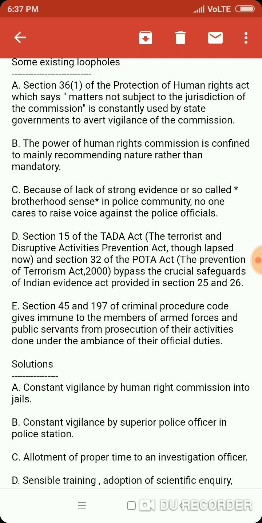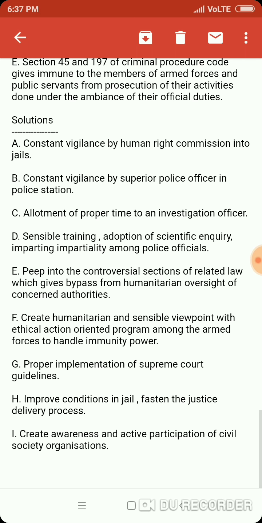To find the exact note, you can go to our website or our Facebook page, because it is very difficult to say everything here. Towards the end, I have given some solutions: constant vigilance by the human rights commission, allotment of proper time to the investigating officer, sensible training, adoption of scientific inquiry, a debate regarding the controversial sections, a humanitarian and sensible viewpoint, proper implementation of Supreme Court guidelines, improved conditions in jails, faster judicial delivery process, and awareness and active participation of civil society organizations.